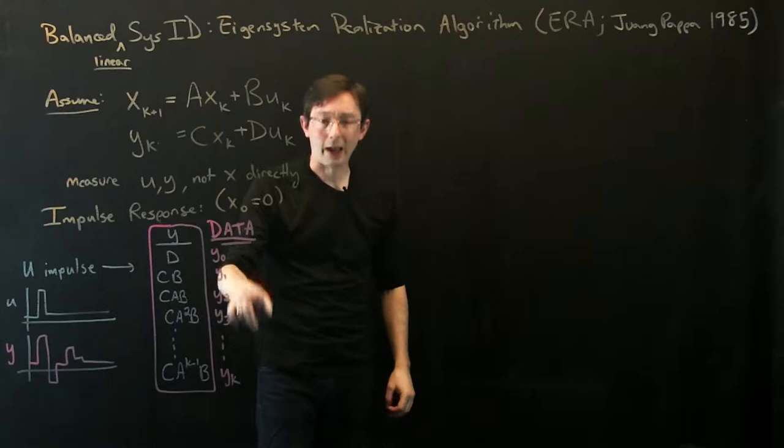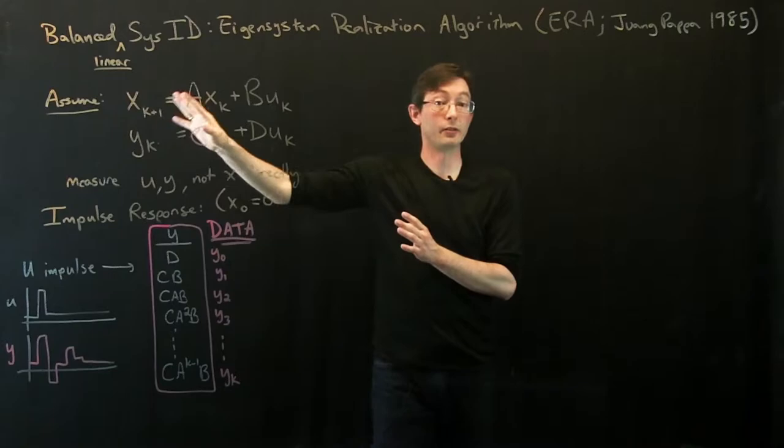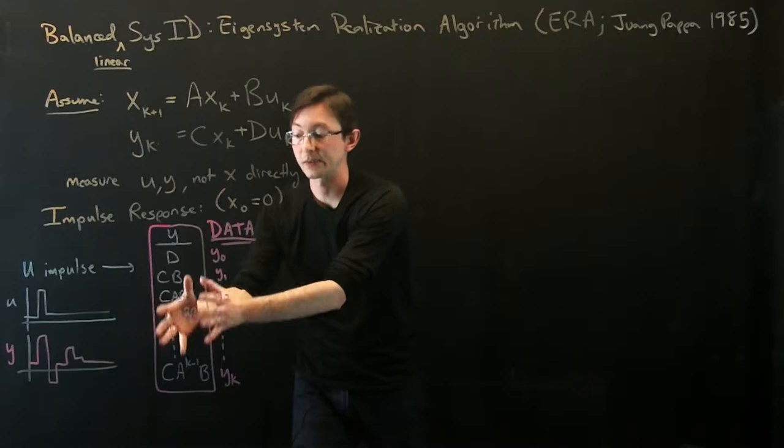Now, if my assumption of this being a true linear system holds, this is a linear system, but I don't know what A, B, C, and D are, but there is some linear system underlying these dynamics, then this Y0 would correspond to the D matrix, Y1 would be CB, Y2 would be CAB, and so on. So there's a corresponding expression of these measurements in terms of these unknown matrices that I don't have access to.